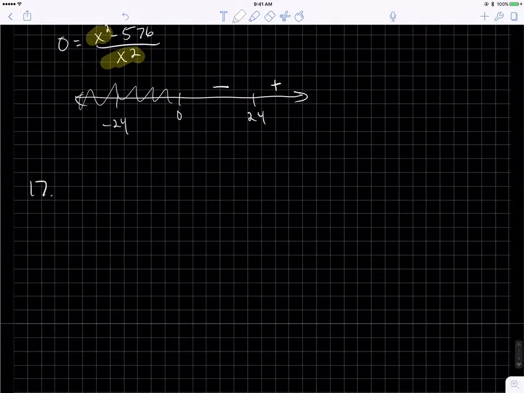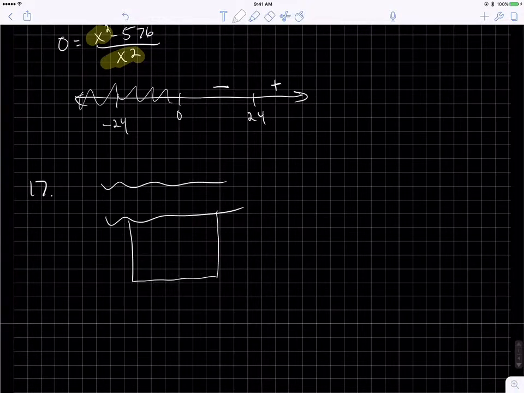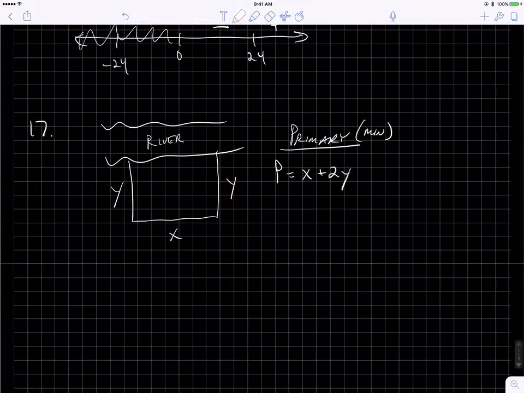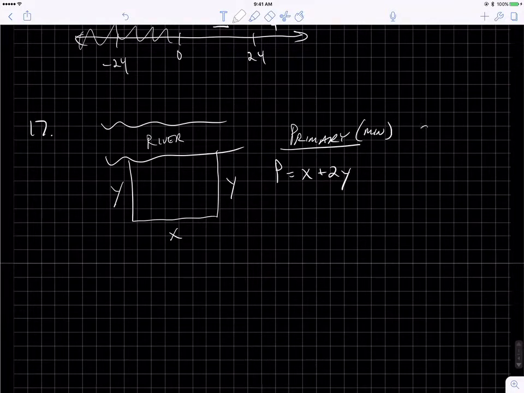All right, let's move on to 17. You've got a farmer that wants to build a fence next to a river. So we don't need fencing on the river side. We want to minimize the amount of fence. So that's going to be, we'll call it perimeter. We want to minimize it. X plus 2y. So we're going to need a secondary equation, and that is the area. 180,000 equals the area x times y.